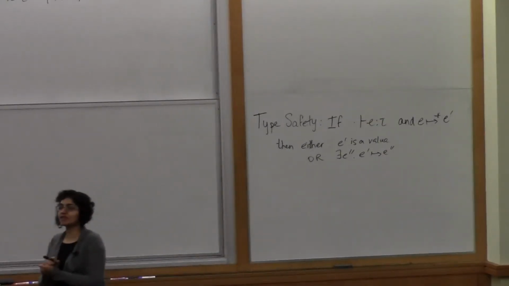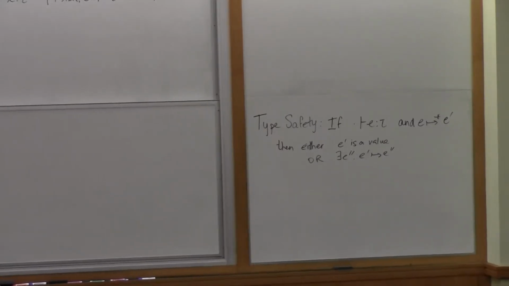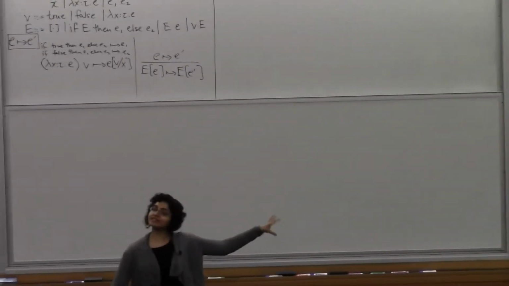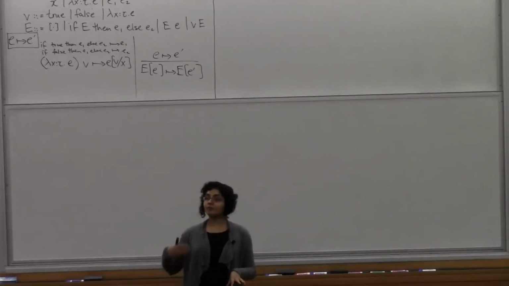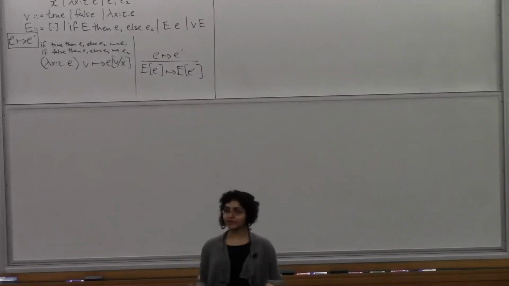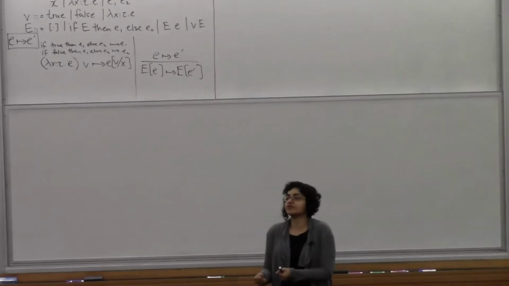The type of E prime? No, we don't need to. This is all we need. This is the top level theorem that we're interested in proving when we prove type soundness. When we use the method of progress and preservation to prove type soundness, we always look at only one step of the operation.